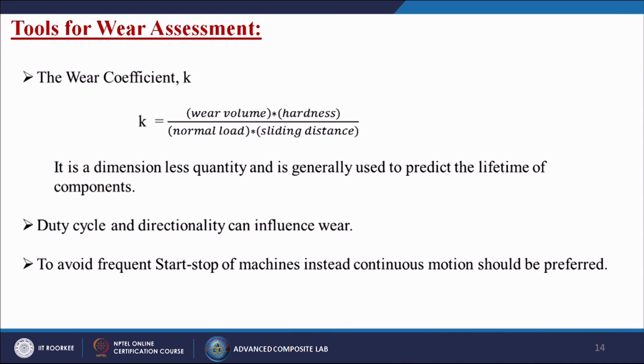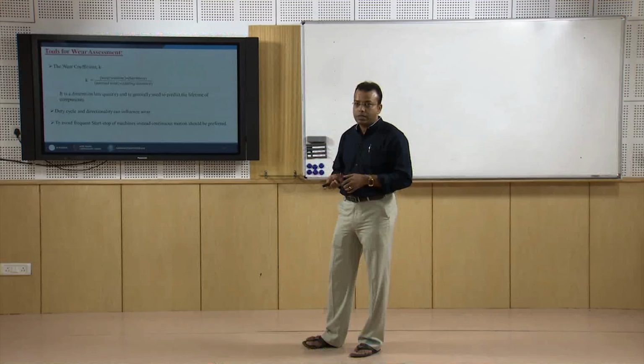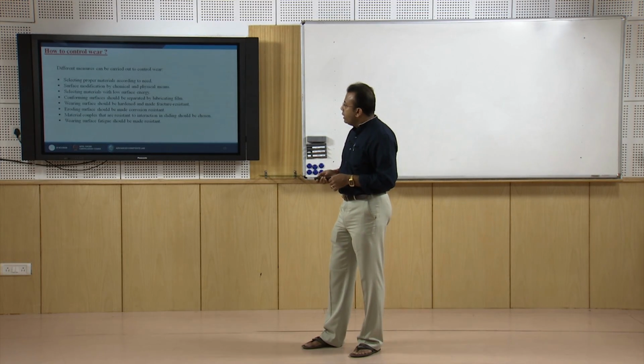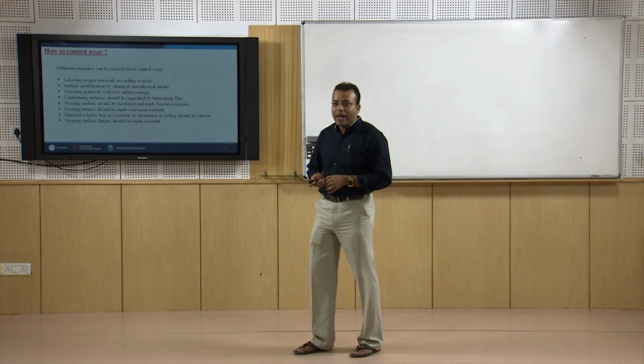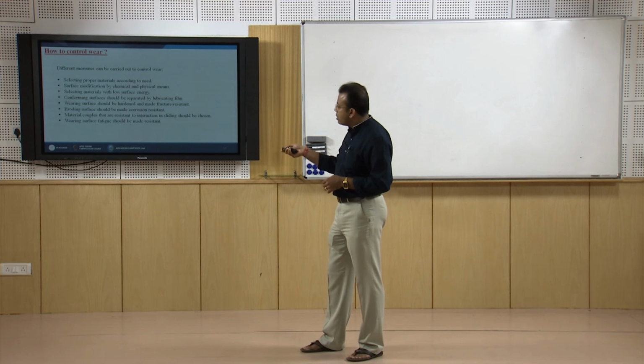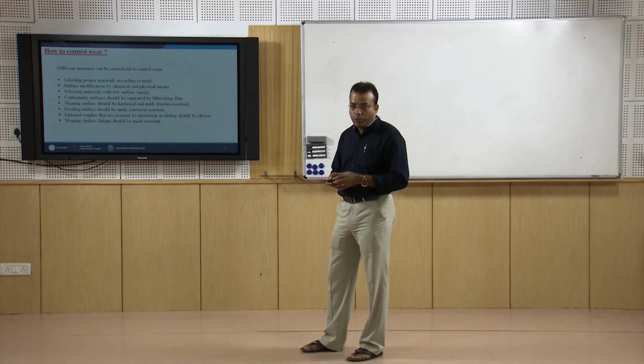Duty cycle and directionality can influence wear. To avoid frequent start-stops of machines, continuous motion should be preferred. These are all remedies, or precautions we can say. Next is how to control wear. There are several methods by which we can control wear.